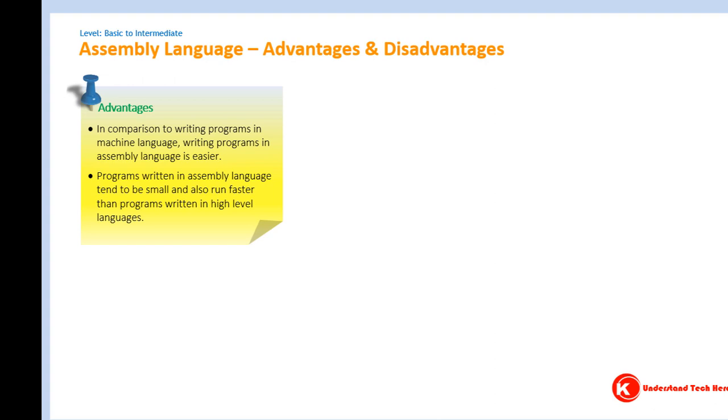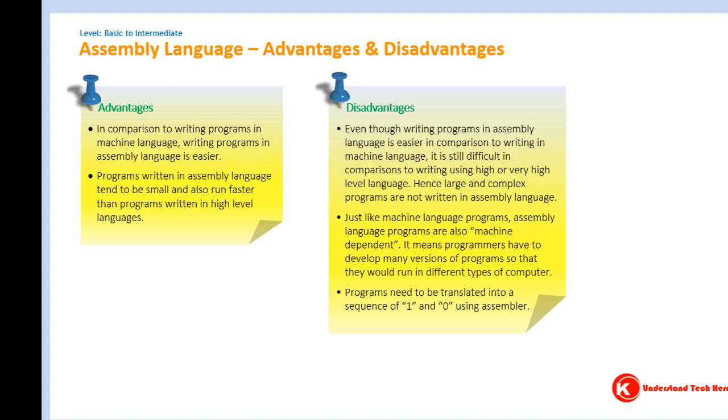Disadvantages? Again, many. Even though writing programs in assembly language is easier in comparison to writing in machine language, it's still difficult in comparison to writing using high or very high-level language. Hence, large and complex programs are not written in assembly language. Just like machine language programs, assembly language programs are also machine dependent. Programs need to be translated into sequence of ones and zeros using assembler.